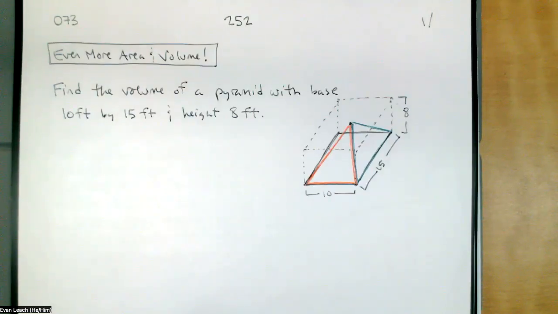Today, we want to find the volume of a pyramid. The pyramid has a base of 10 feet by 15 feet and a height of 8 feet. And I've attempted to draw my pyramid. I think I just kind of had the angle a little bit wrong.